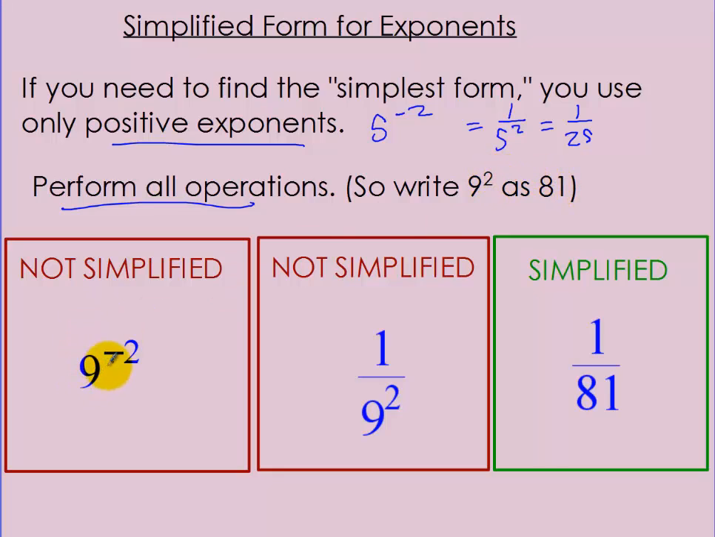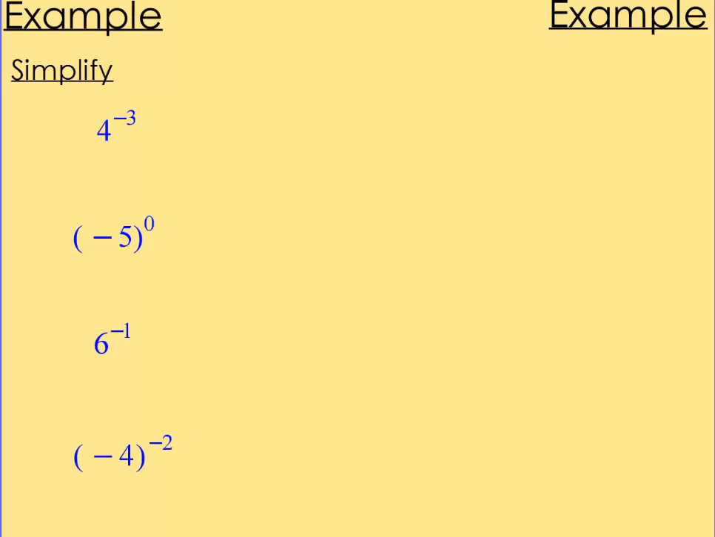So for example here, 9 to the negative 2 is not simplified. If you convert it to 1 over 9 squared, that's better, but not simplified still. I want you to multiply that 9 squared out, so it's 1 over 81. This is your simplified form. Let's do some examples. Pause the video.